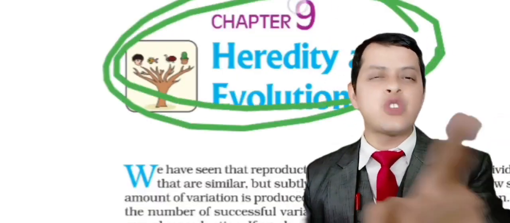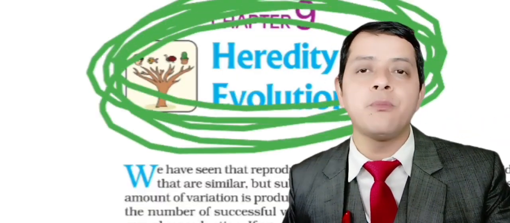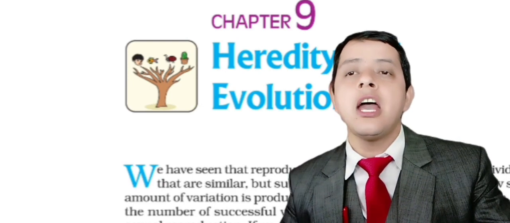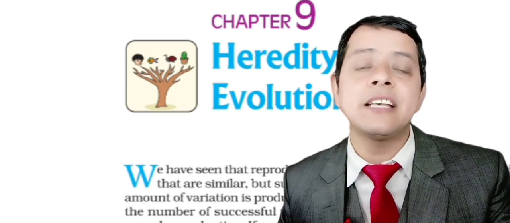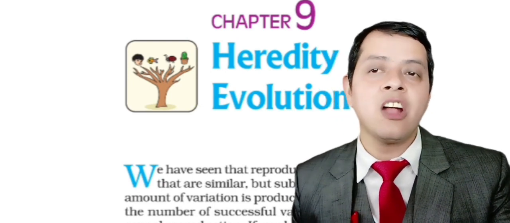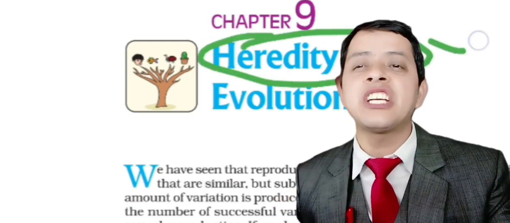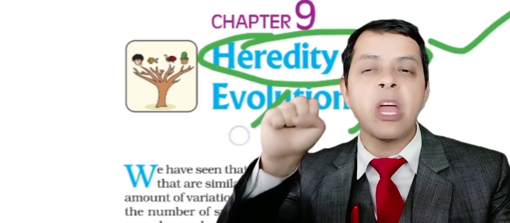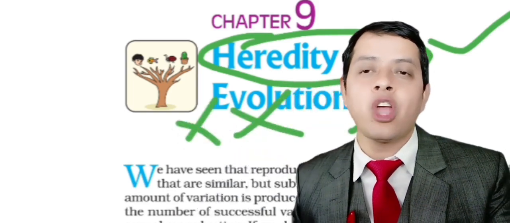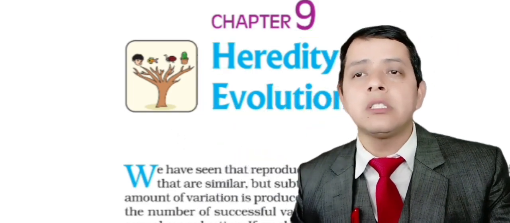Let's go with the new chapter called heredity. It's a very important chapter. Heredity, the accumulation of variations during reproduction. You know heredity is because of DNA copying. All those characters which are coming from parents are called hereditary characters. Inheritance is the transfer of characters from parent to offspring. These are all rules of inheritance.